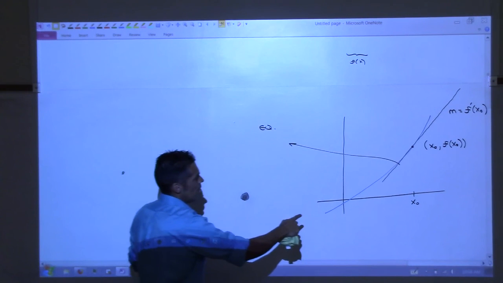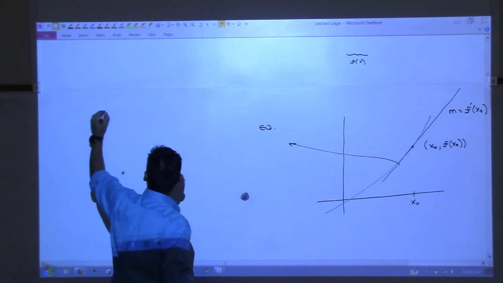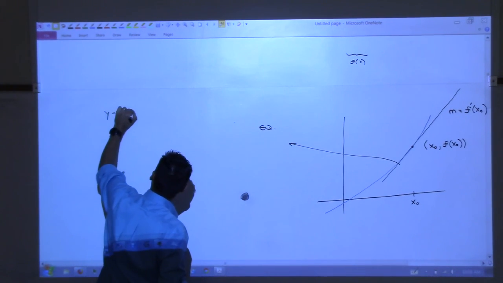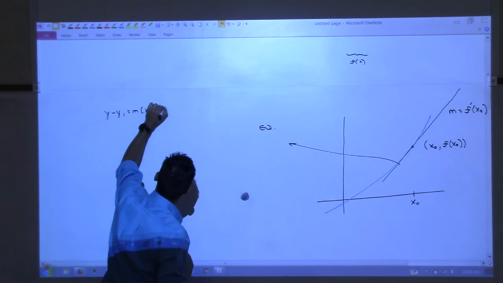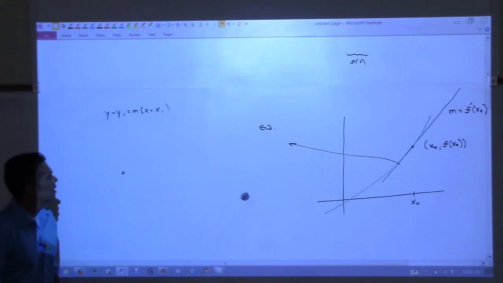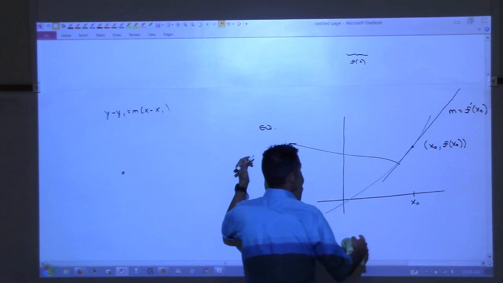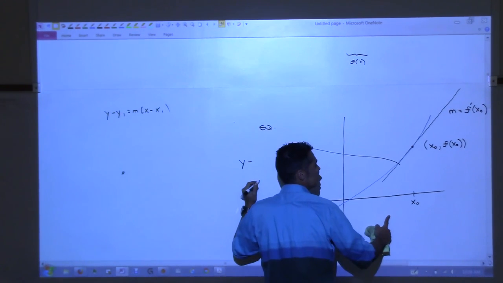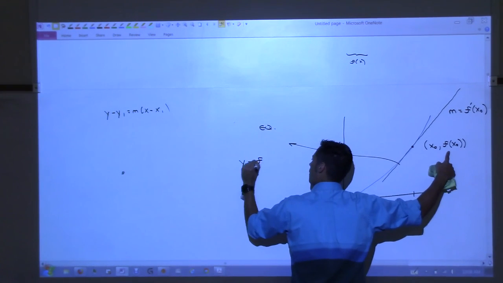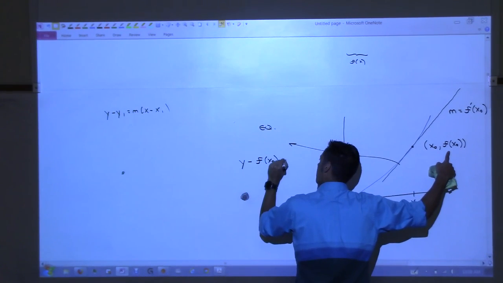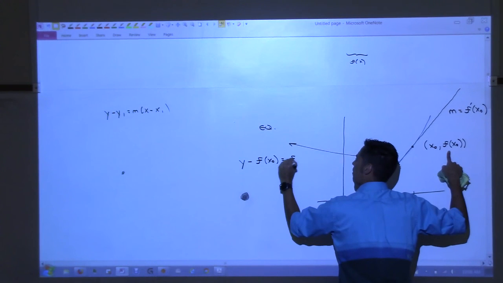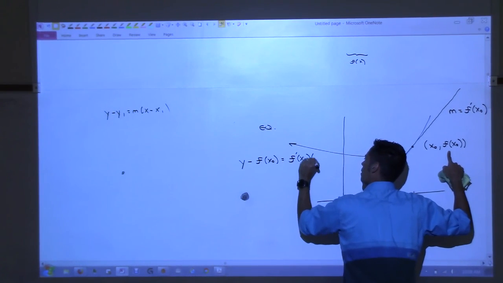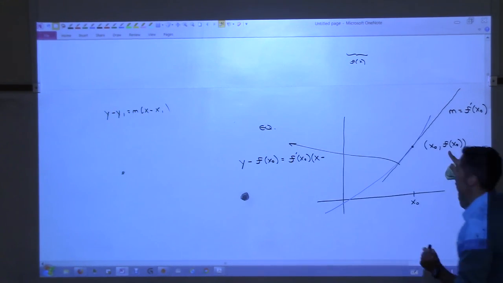What is the equation of that black line? Well, we're going to use that formula y minus y1 equals m times x minus x1. That's what we use. So it'll be y minus, what's y1? f of x naught, equals m, which is f prime of x naught, times x minus x naught.